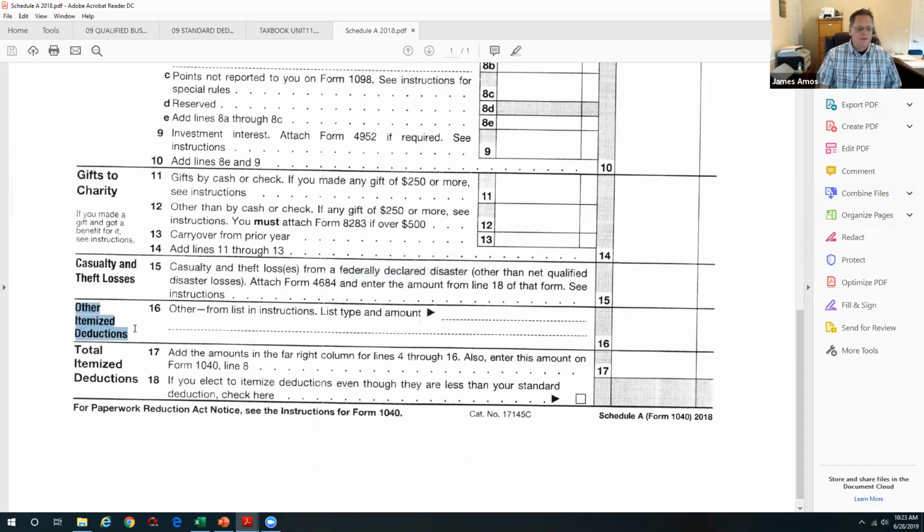Itemized deductions, I really don't want you to worry about it. I'd just like you to be familiar with it, and that's why I asked you guys to read through the chapter, but just read through it. Don't really try to study it, okay?